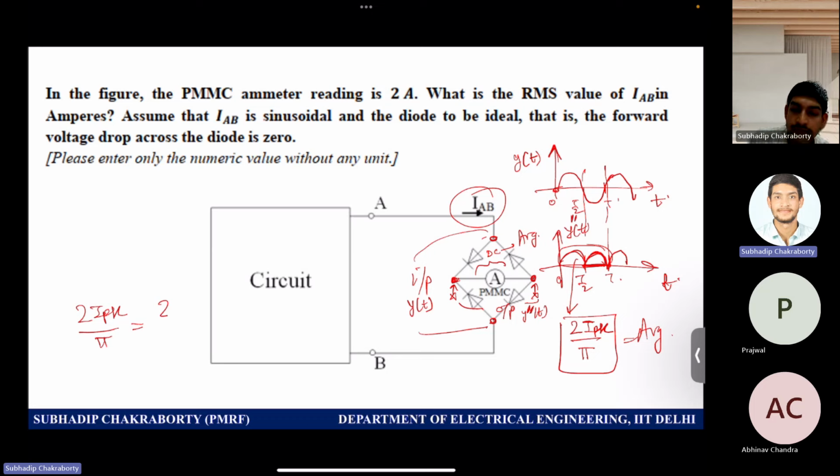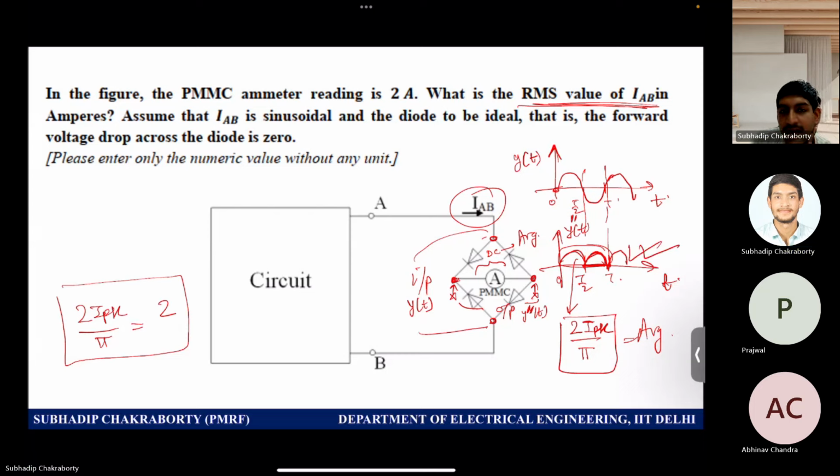Agreed or not? Yes, sir. Now using this equation, since I peak was not given to you, you have this equation. But what is asked in the question? The RMS value. So you need to be thorough with the RMS value of the output signal. What is the output signal? This one. It is a mode of sine.